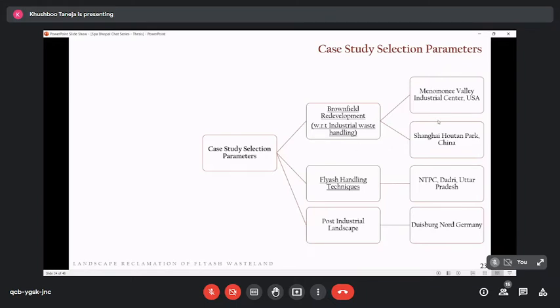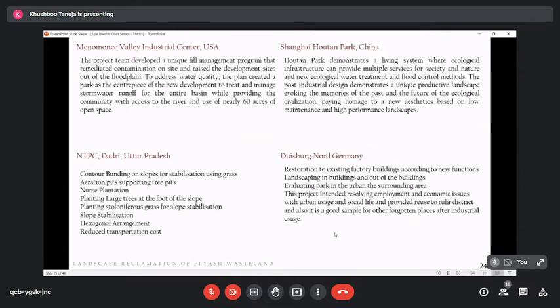I studied how they handled other industrial waste, in Menemini and Shanghai, and what the fly ash techniques are. This was a live case study in NTPC, another site where they have reclaimed an ash mound and grown plants on it. And then the other was for post-industrial landscape, how the design goes around it. So yeah, these are the major takeaways.